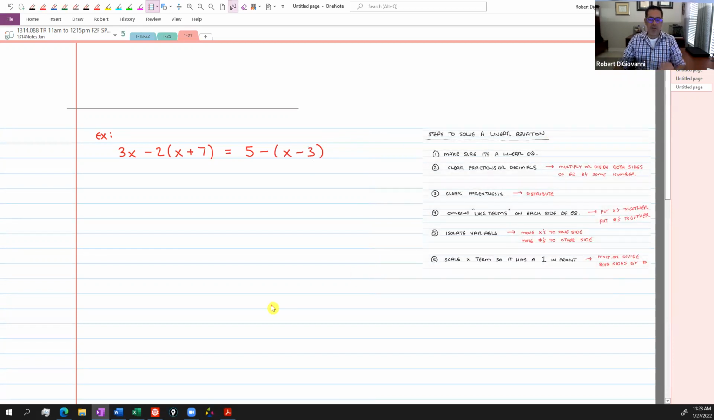First step, make sure it's a linear equation. So we have our equal sign. And when I look at the variables, all of them have a first power. So this is a linear equation, all right? So step 1, we're good. Step 2, clear the fractions. We don't have any fractions. We don't have any decimals, right? So we don't have a step 2.